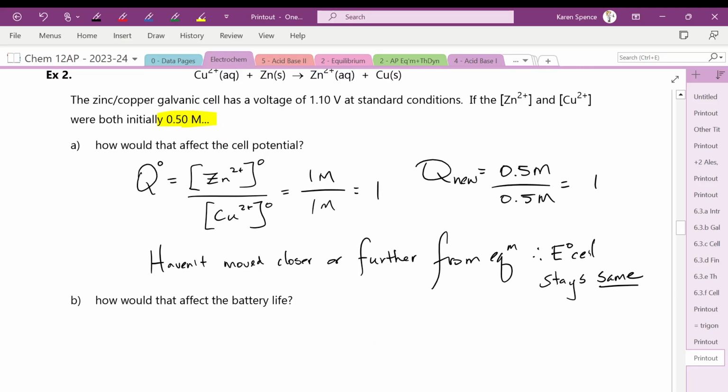How is this going to affect battery life? I don't know. It could either increase battery life, decrease battery life, or have it stay the same. Those are your 3 choices. Discuss.